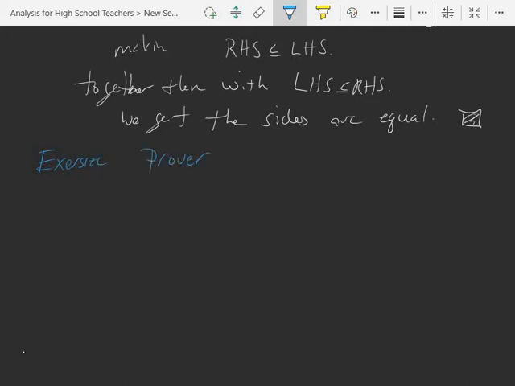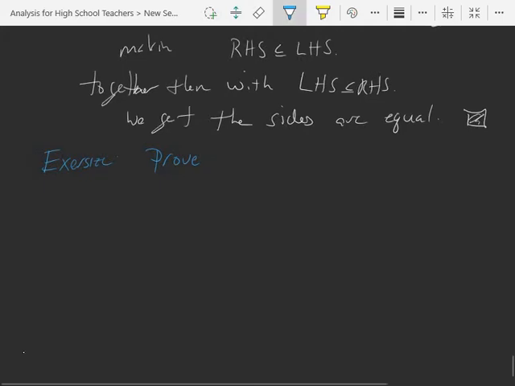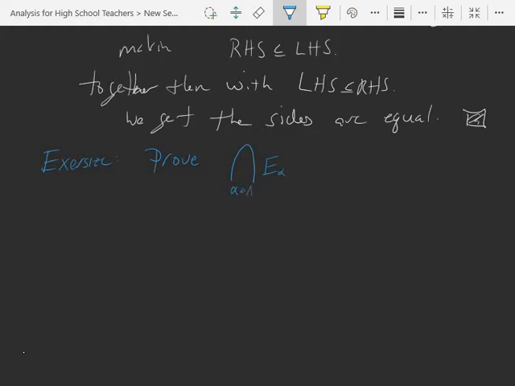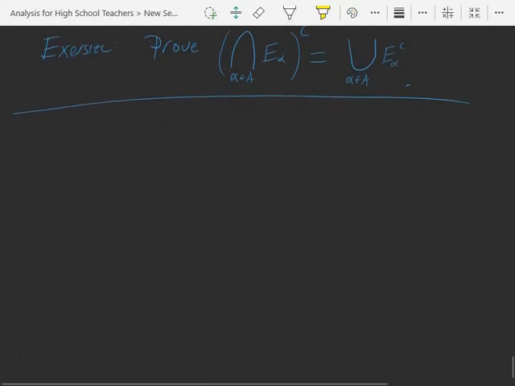I want you to prove that the complement of the intersection over alpha in A of E sub alpha is equal to the union over alpha in A of E sub alpha complement, right? So this was the other half, the corollary that I said you should look at. So why don't you guys do that as an exercise, and we'll move on to the next thing.